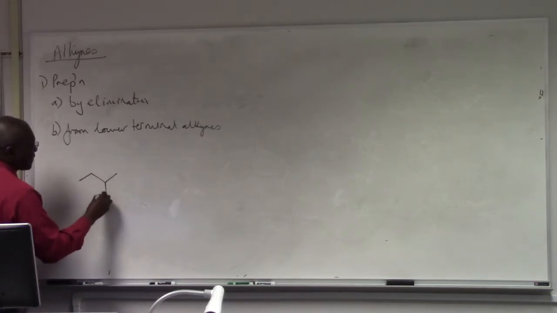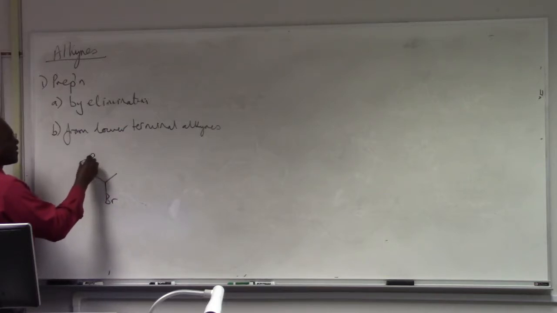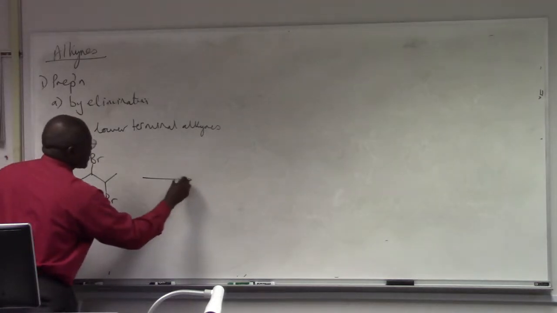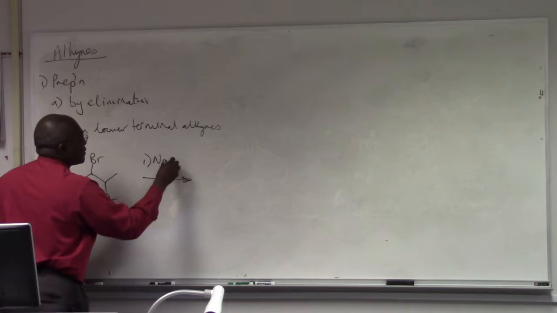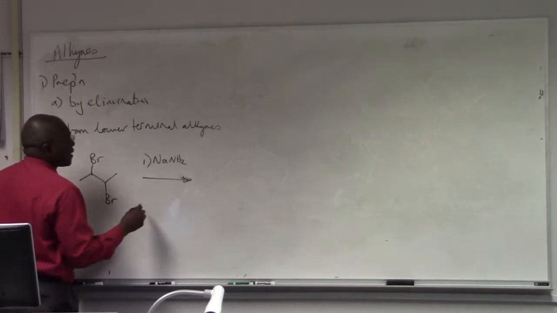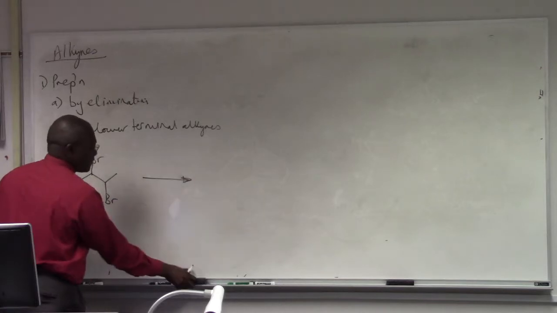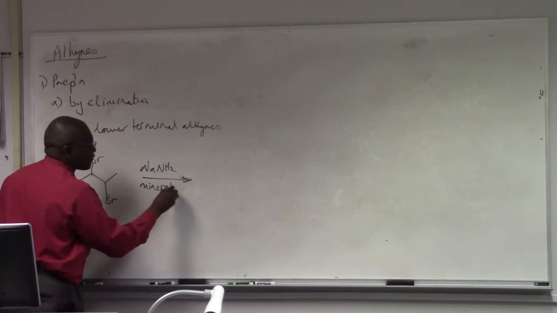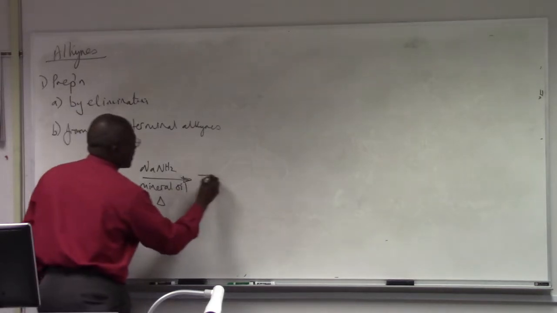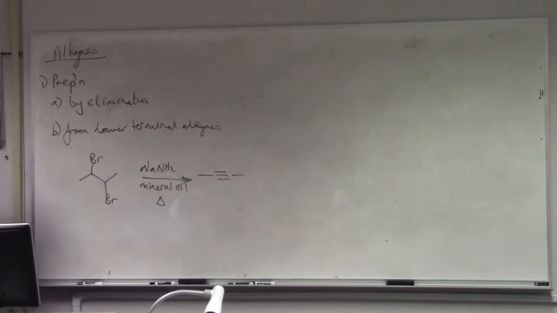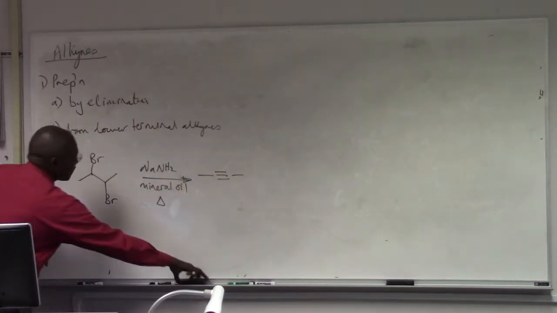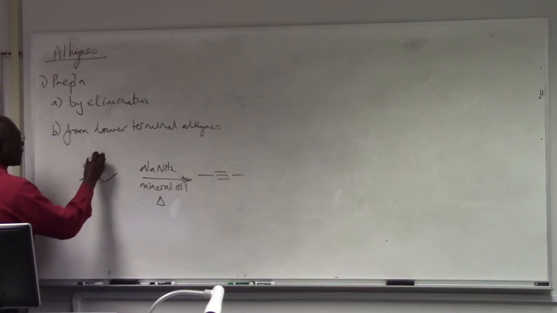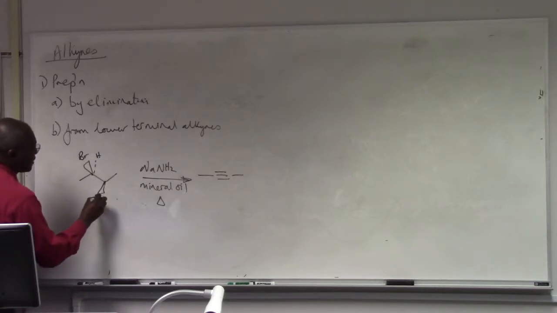So if I take this species, say a Vic dibromide, I can treat this with sodamide, and it's usually in mineral oil, and heat, and that's going to give the corresponding alkyne. This is actually a fairly straightforward idea. In fact, if I draw it this way, you'll see what's happening. So it's the HBr and HBr.